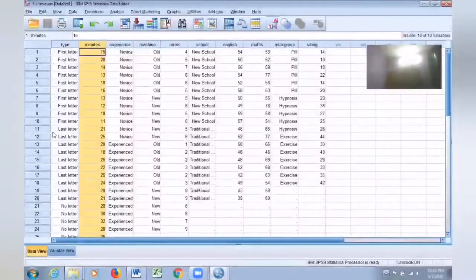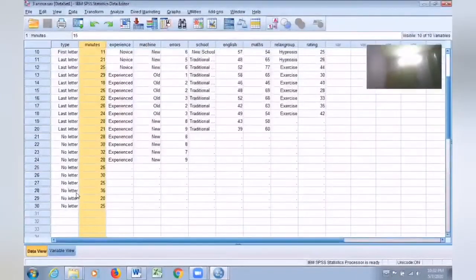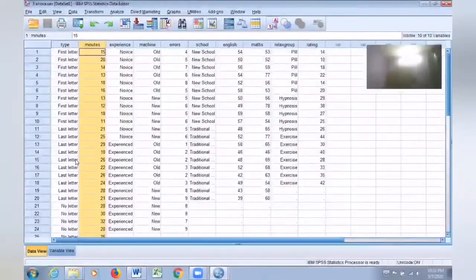And the second group, 10 respondents were given the last letter of the word. And the third group, we have not given them any hint. So 3 groups. First group, we have given them the first letter of the word. Second group, we have told them the last letter of the word. And third group, we have not given them any hint.